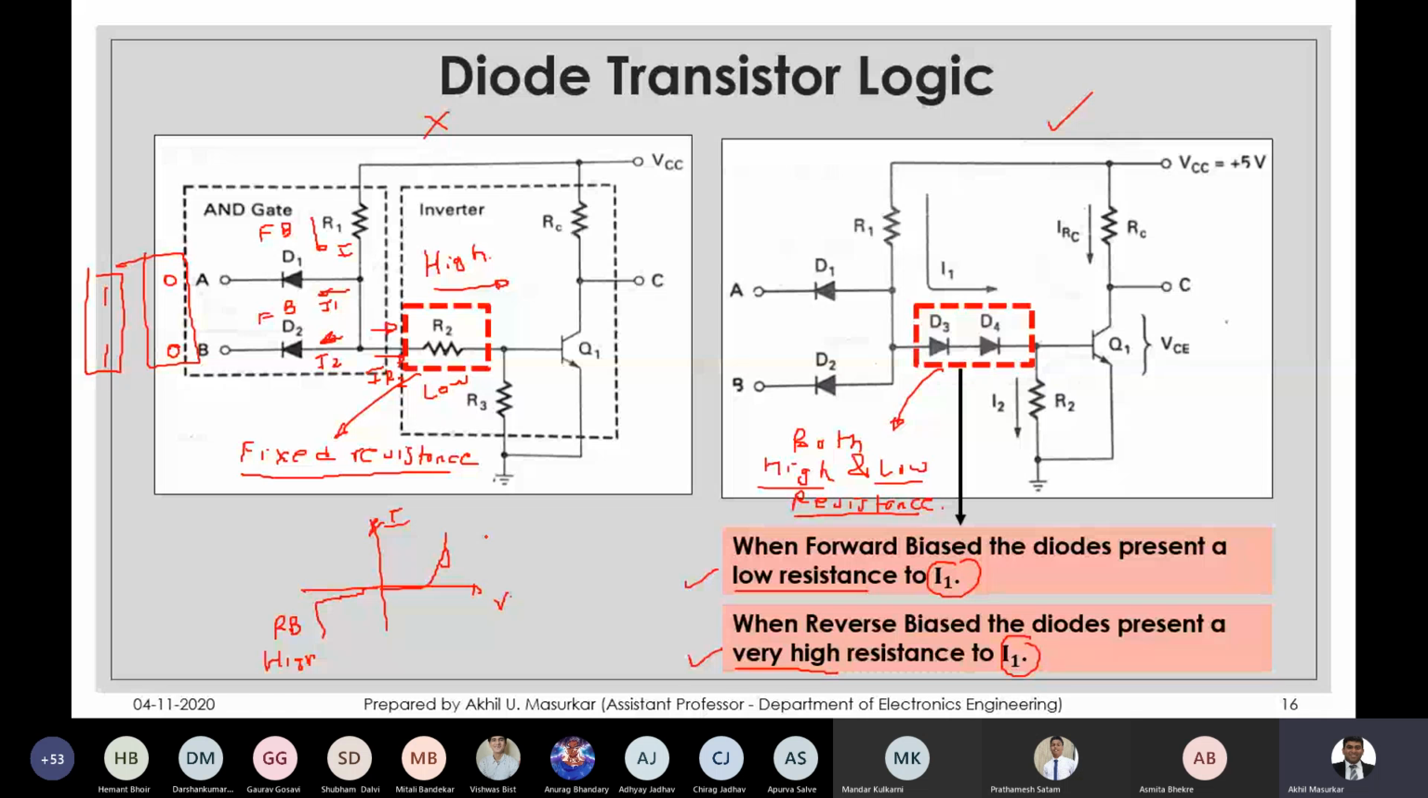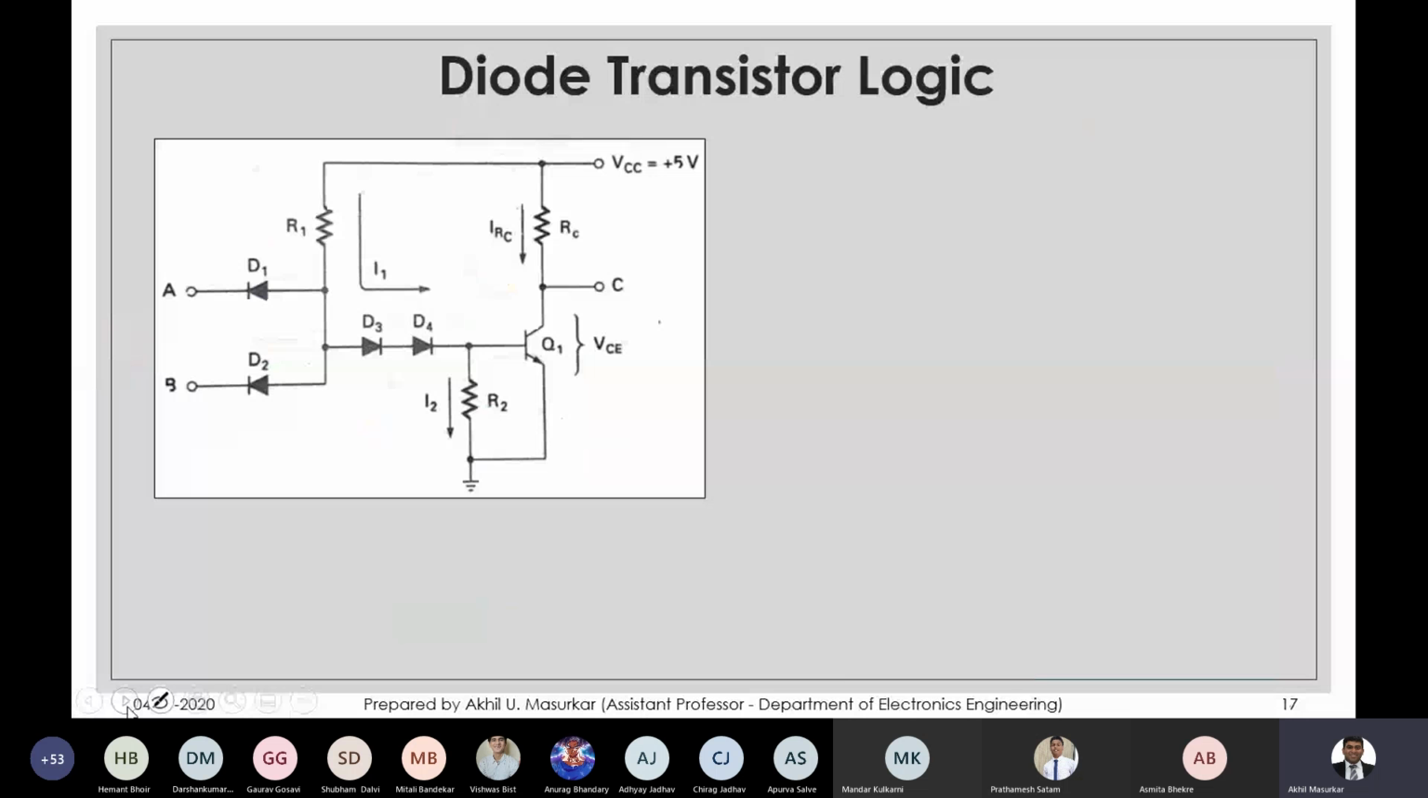Okay, so let's go to the next circuit. Now I have kept this same circuit as it is. Now you can observe this part of the circuit.